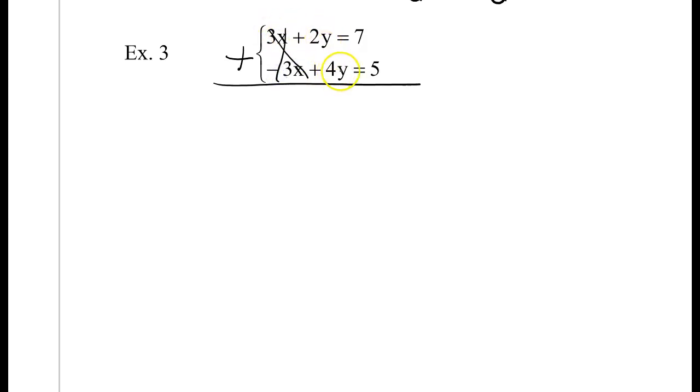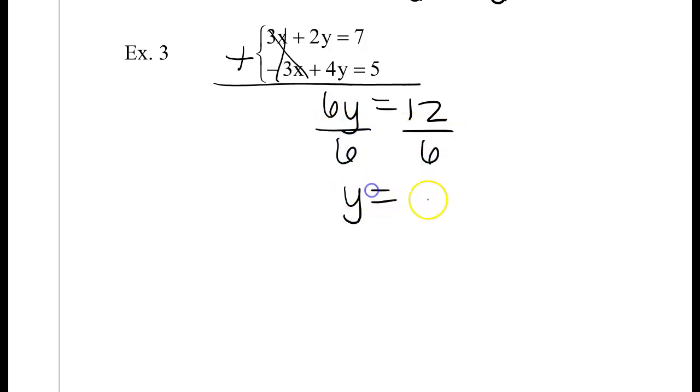I'm left combining like terms now. So 2y plus 4y, that's going to get us 6y. And then 7 plus 5 is equal to 12. I just have to be careful and make sure all of my math is correct. Last step, divide both sides by 6 in order to get y by itself. So we get y is equal to 2.